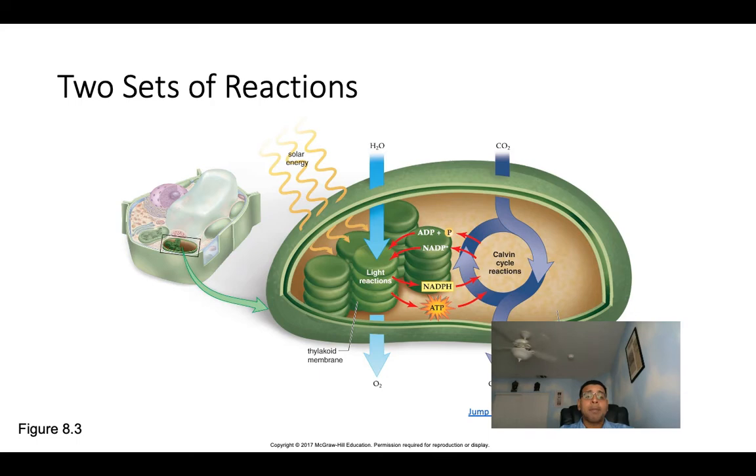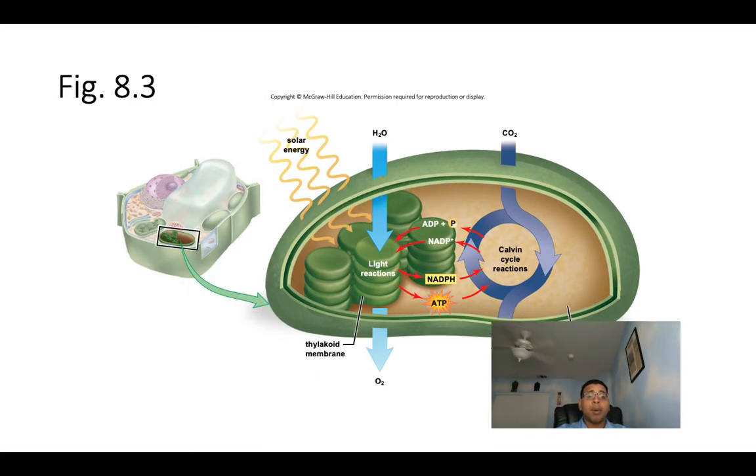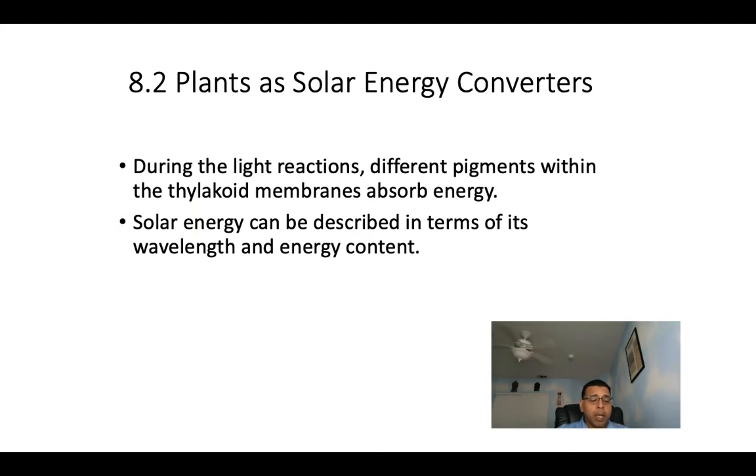Next, then, let's look at plants as solar energy converters. So this will take us to 8.2. Now, when we talk about plants as solar energy converters, I want you to know during the light reactions, various pigments within the thylakoid membranes absorb solar energy.